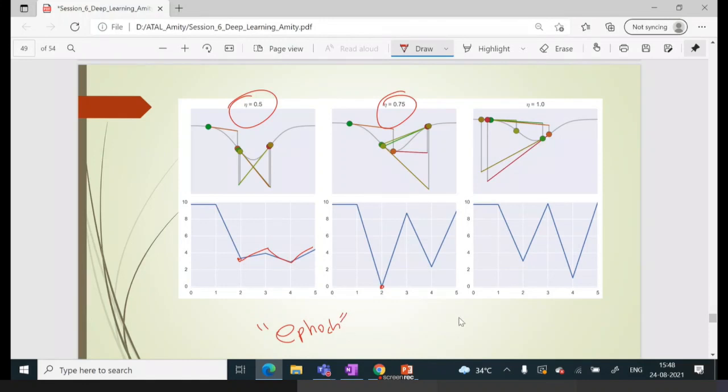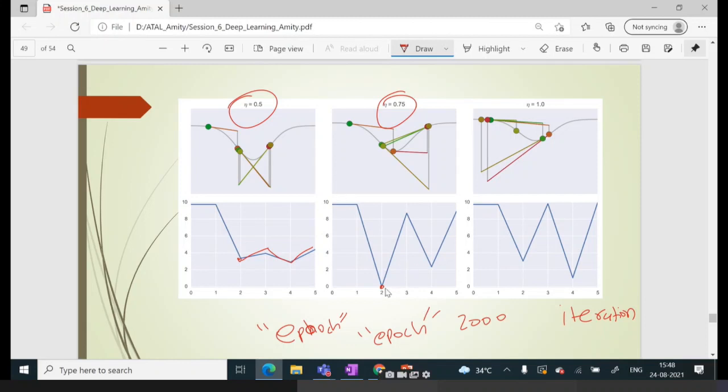So let's say you have 2000 images and your system is taking one pass of these 2000 images. They are using them one time. Then it's called one epoch. In other words, one iteration means one epoch. You can remember it like this, right? So one epoch means one iteration.